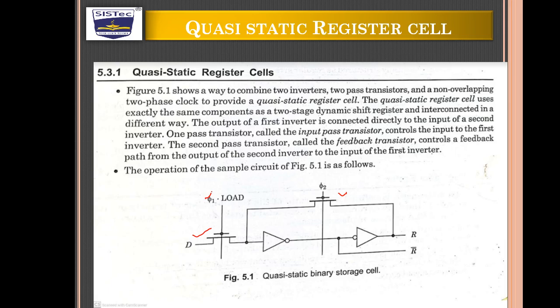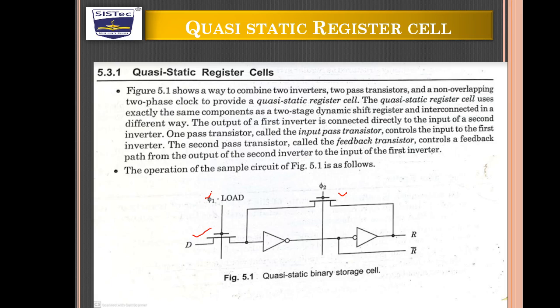In the second step, when the input pass transistor is turned on, any signal applied to the D input of the register cell is passed to the gate of the first inverter, resulting in the same logic value at the output of the second inverter. When the input pass transistor is turned off, the value at the input node of the first inverter is stored dynamically on the parasitic capacitance of that node. So the value at the output of the second inverter is actively driven and logically equivalent to the stored value at the input of the first inverter.